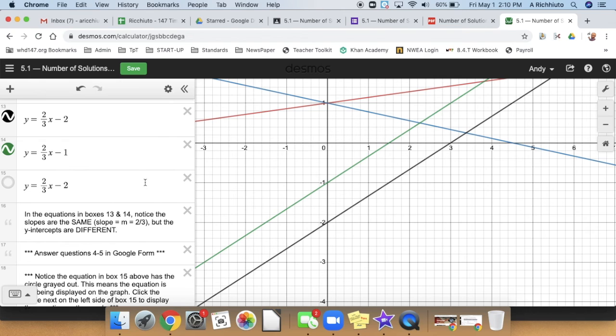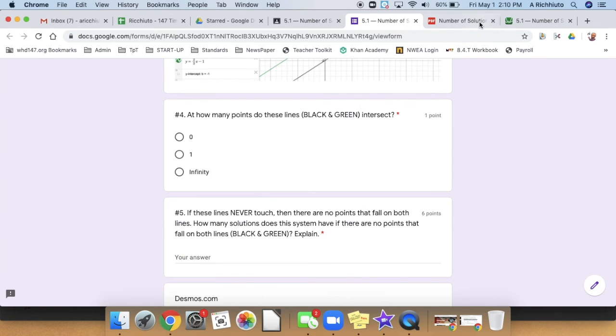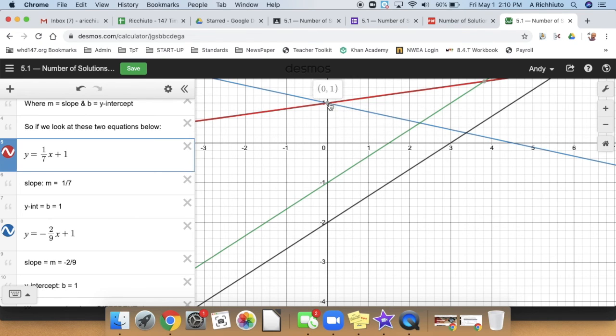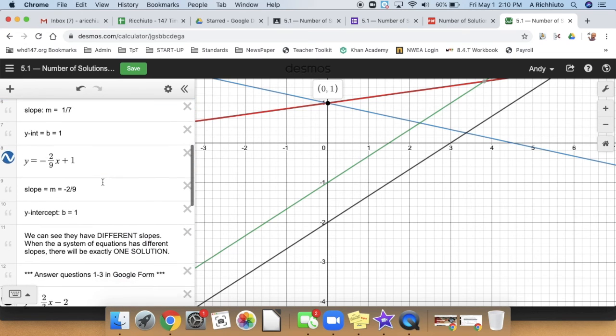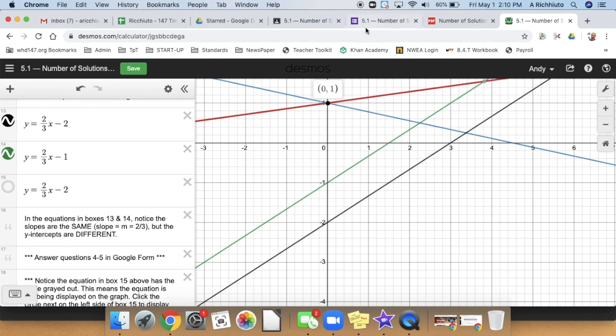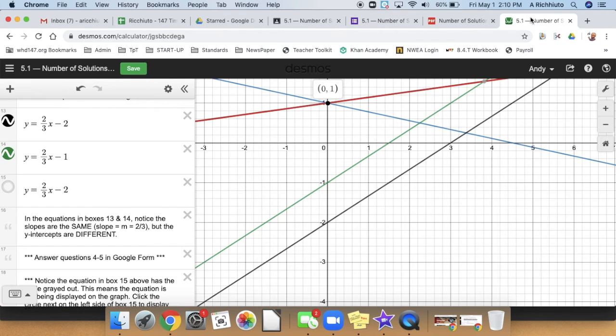All right, the next thing we're going to do is take a look back at the Google form and answer these questions. It asks us how many points do the green and black lines intersect? And then it asks if these lines never intersect, then how many solutions will this system of equations have? Remember, these solutions are points that are on both lines. And if these parallel lines never touch, how many points are going to be on both of those lines? So go ahead, pause here, answer those questions, think about that. After you answer questions 4 and 5, take a look at 6 and 7.